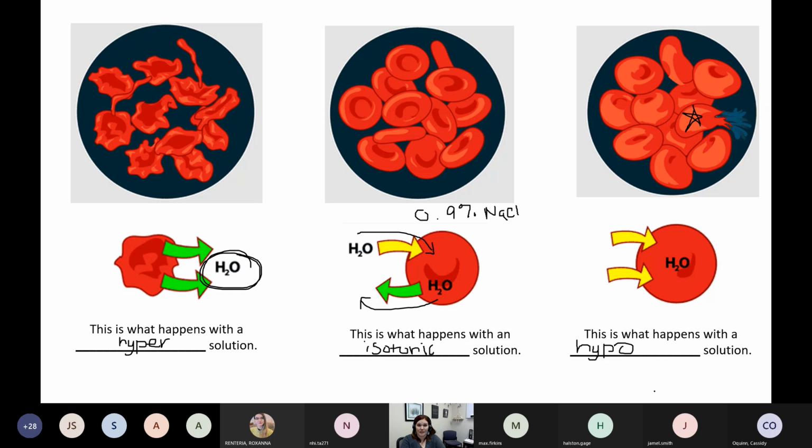So remember, let's recap a few important things. Hypotonic means that I don't have as many dissolved things. That's what the name technically means. I don't have as many dissolved things. If I don't have as many dissolved things, it looks like I have more water. So if I have more water on the outside, it wants to go inside. Hypotonic solution.